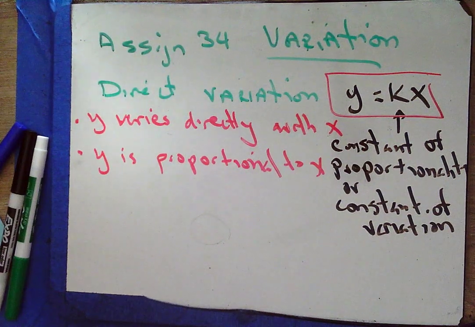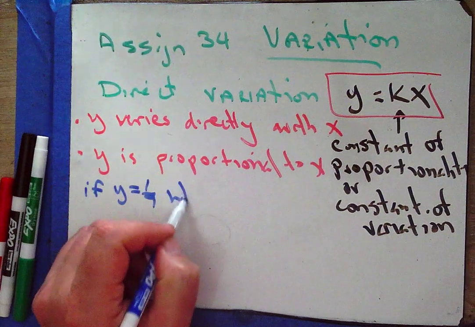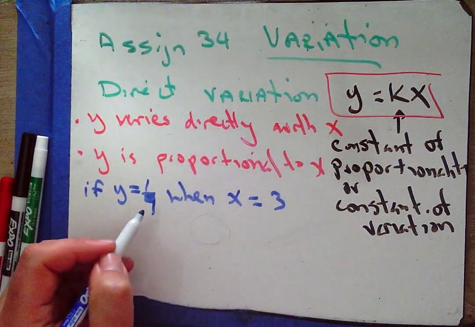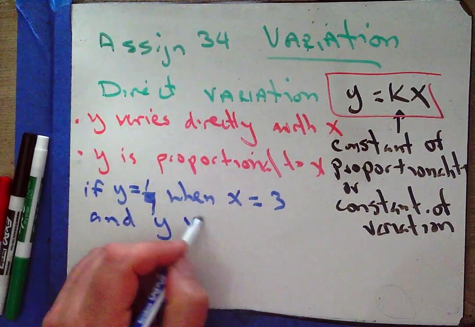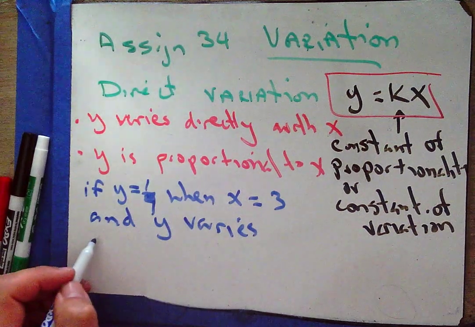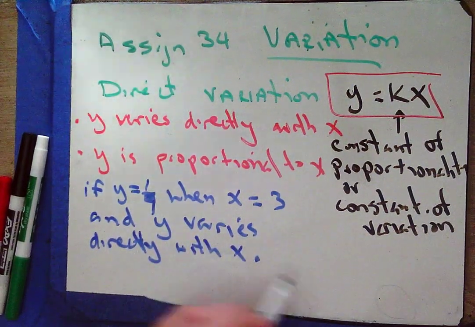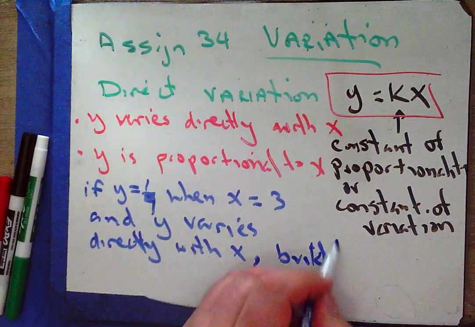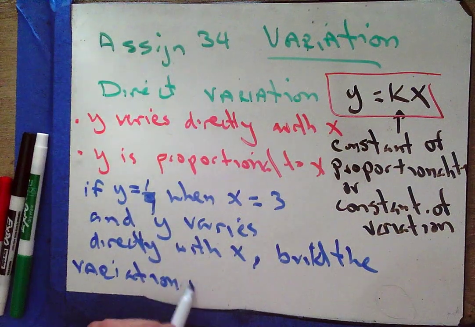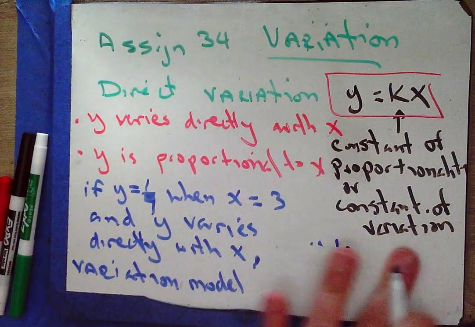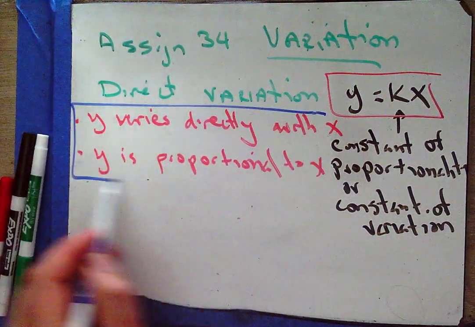Okay, and here's how it works. If y equals 1/9 when x equals 3, and y varies directly with x, if I build the variation model, let's take that back and say I use direct variation when I see this language.